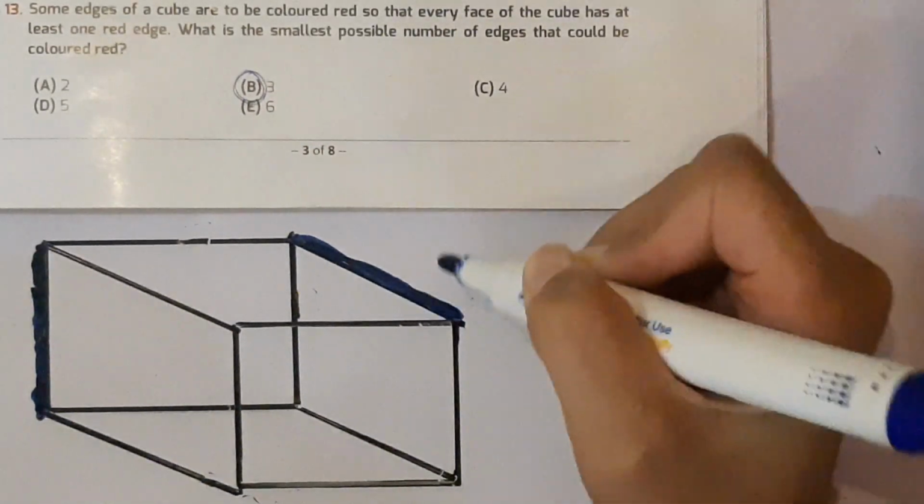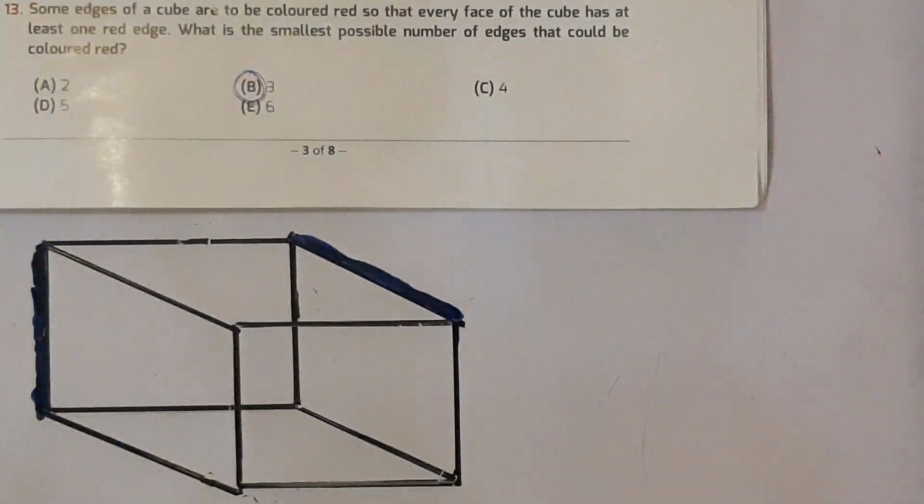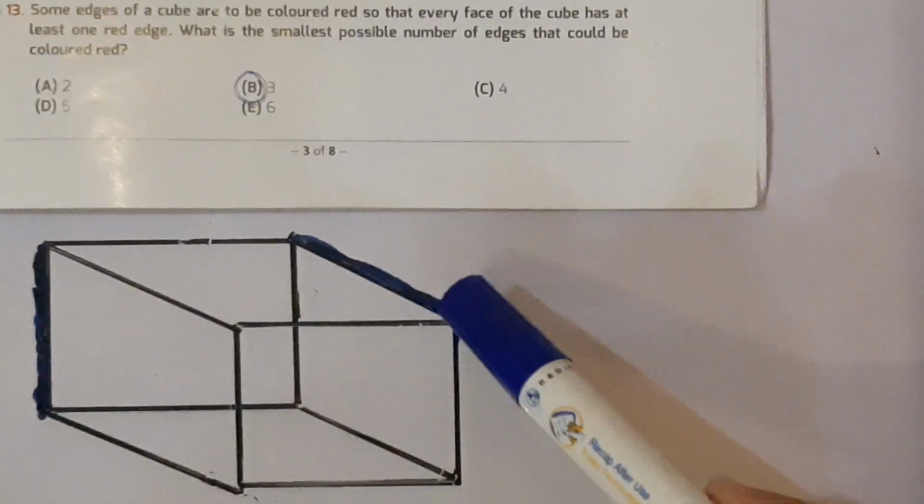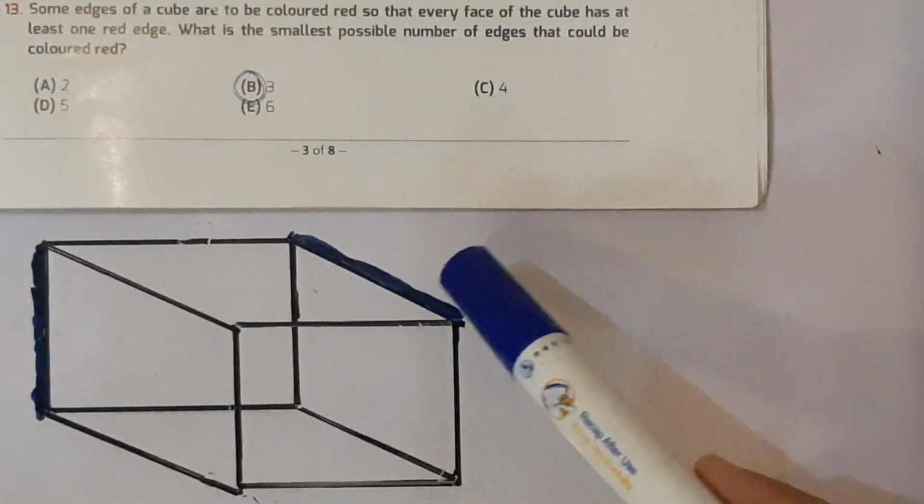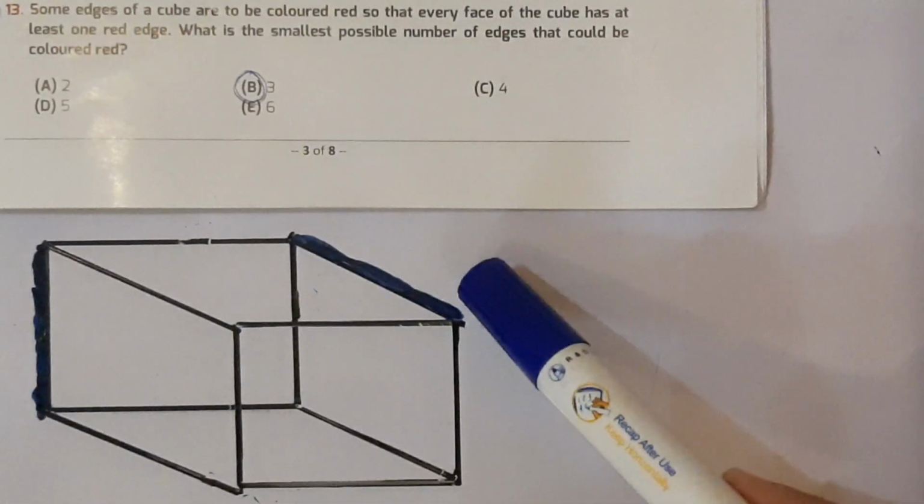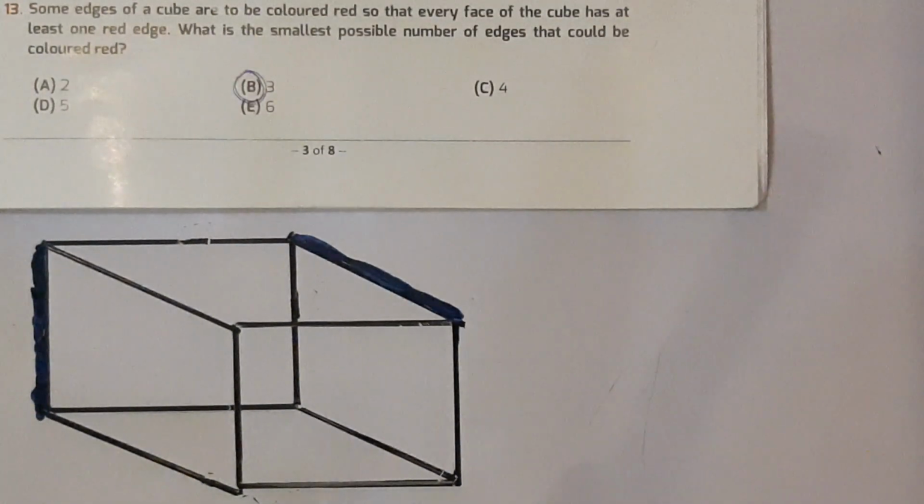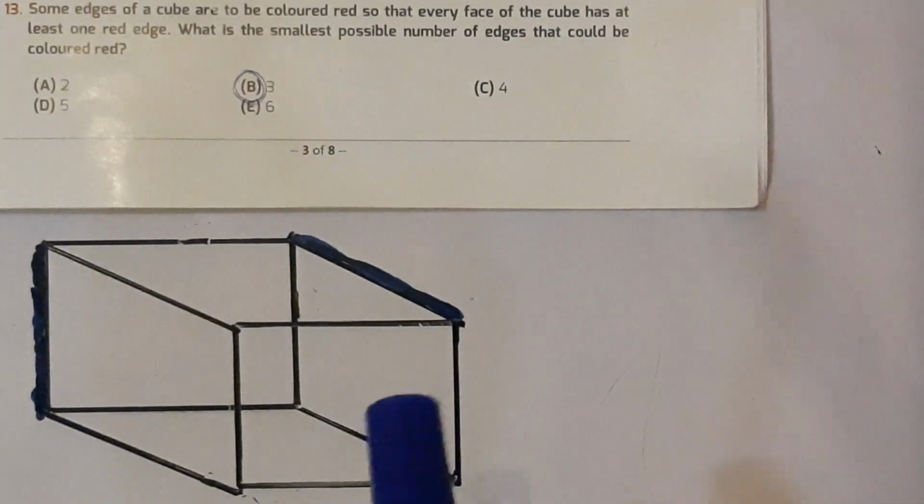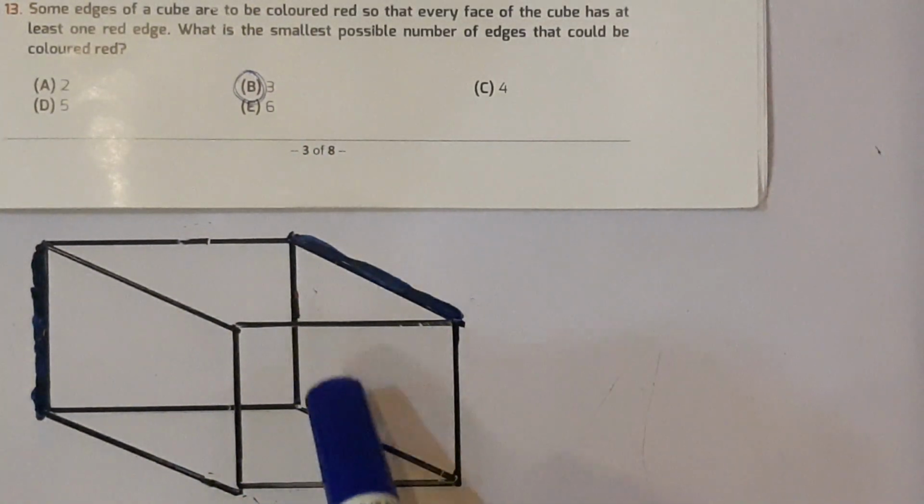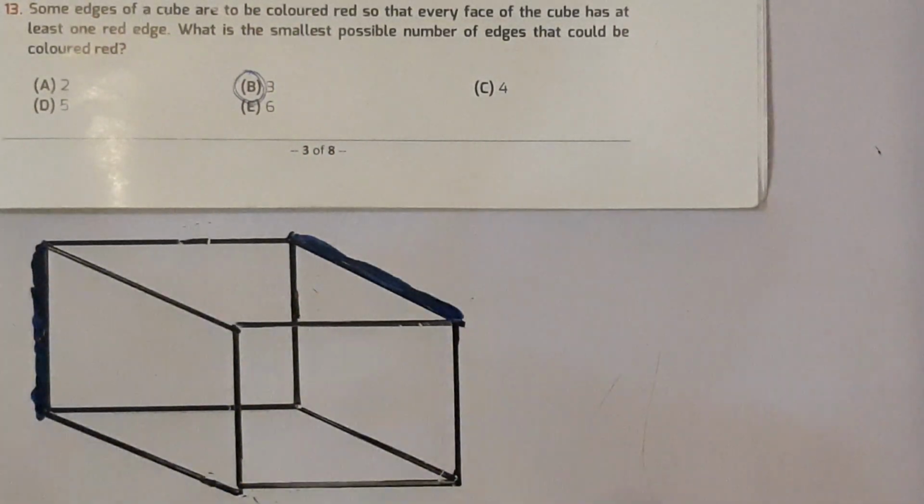So we have colored this edge and we can also see this from two faces. From the upper face and this right side face, from this face and this face. Now we have colored two edges and we can see them from four faces. We have only two faces left, this face and the lower face.